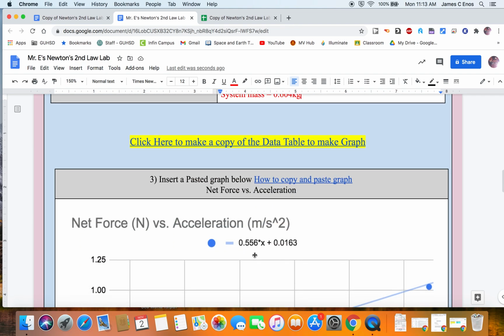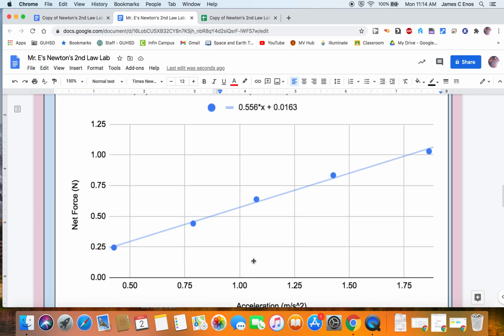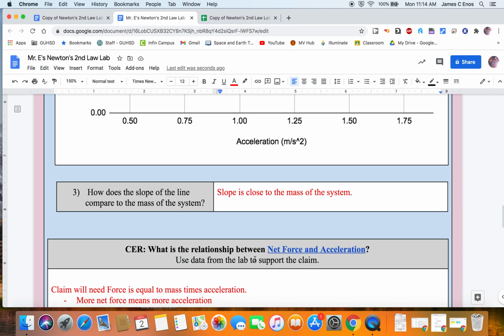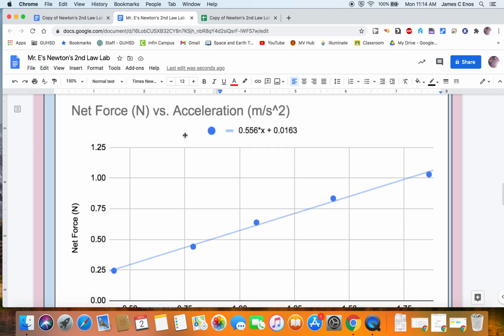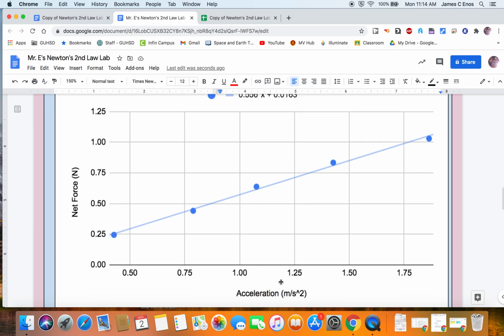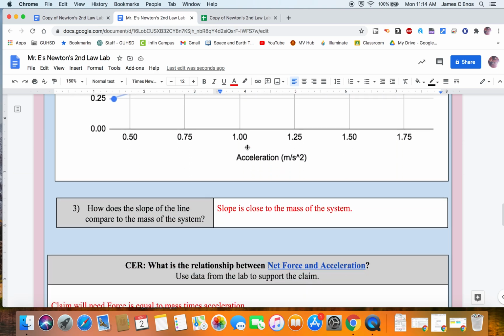So what you should be seeing is that the mass 0.604 is pretty close to this 0.556. What that is telling us is that the mass of the system compares to the slope in this equation. Force is on the y-axis, y equals mx plus b, so force equals something on the x-axis, that's acceleration. So force equals mass times acceleration, where the mass is this 0.556. So the slope is close to the mass of the system.